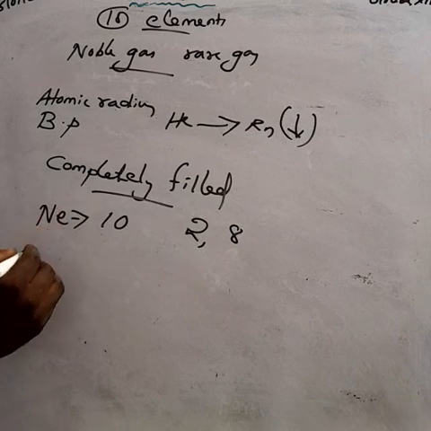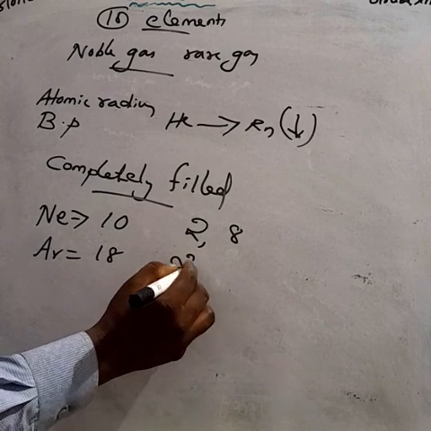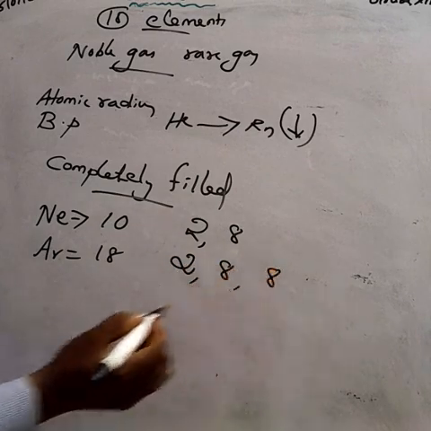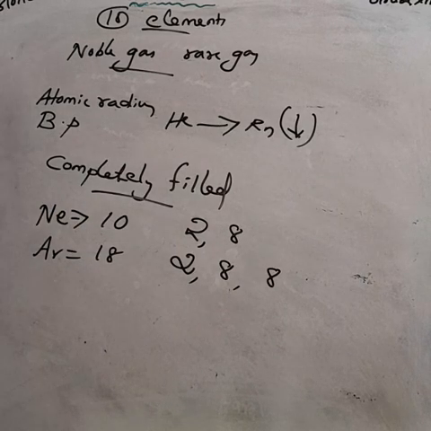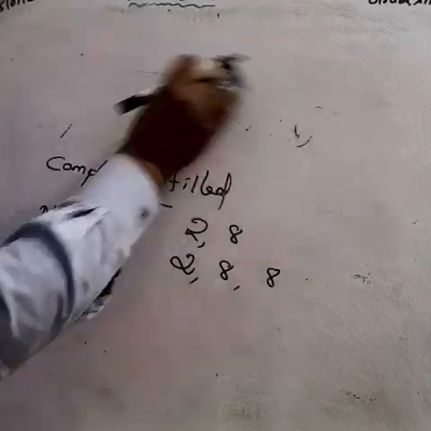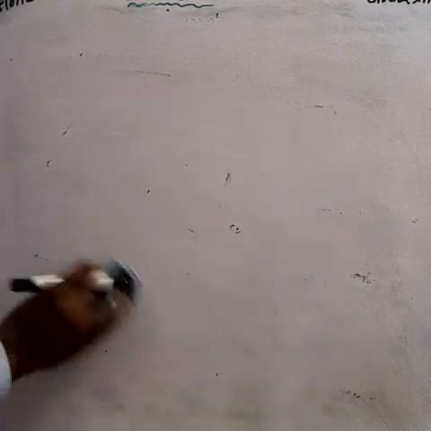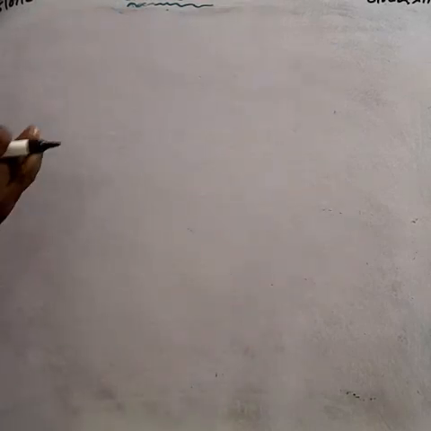What about argon? The atomic number is 18. The first shell can accommodate 2 electrons, the second shell 8 electrons, and the third shell also 8 electrons. In such a way the valence shell has 8 electrons. So these noble gases are extremely stable, and they have a small tendency to gain or lose electrons. Most probably they cannot lose or gain electrons. Am I right?